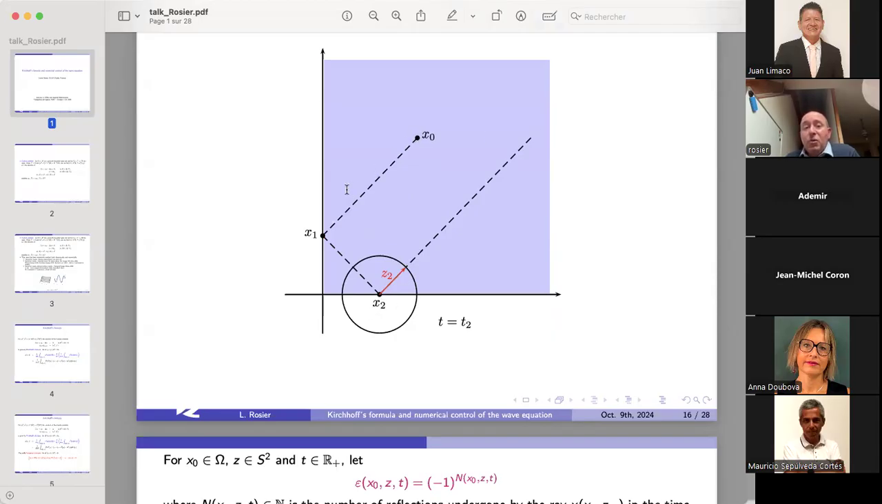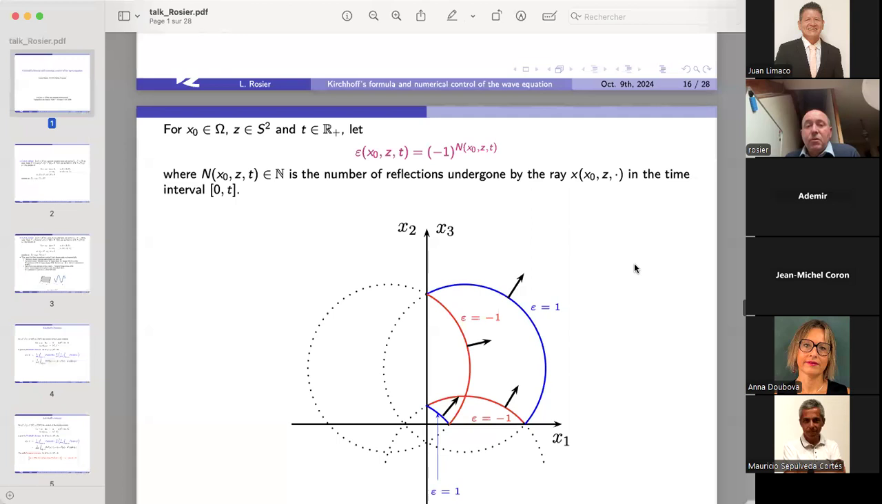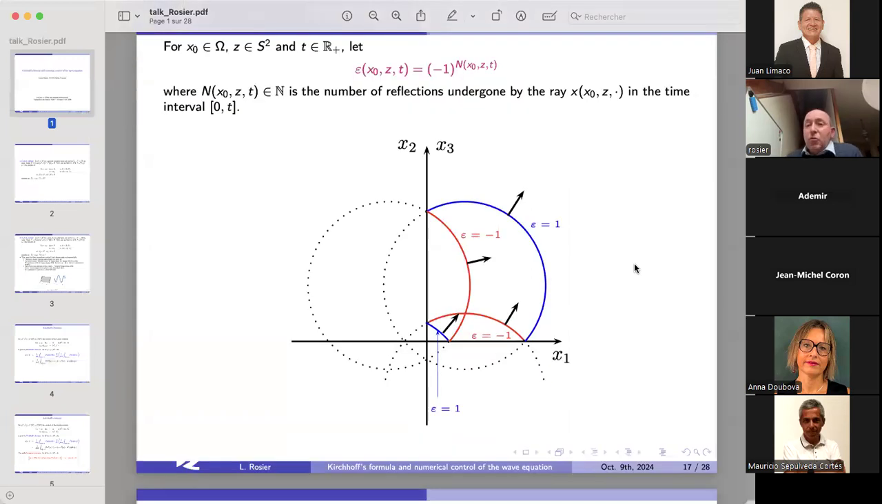Okay, so this is the way the ray propagates in the domain. Of course, this is a picture for a square, but actually we have to think about a domain which is a curve, something more complicated. So we have to define what epsilon is. I remind you that epsilon, which was 1 or -1, is the formula for the half space. So how do we define it?